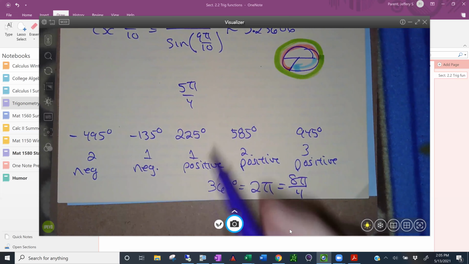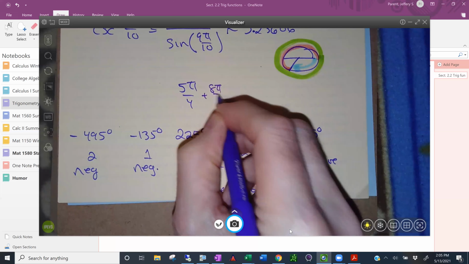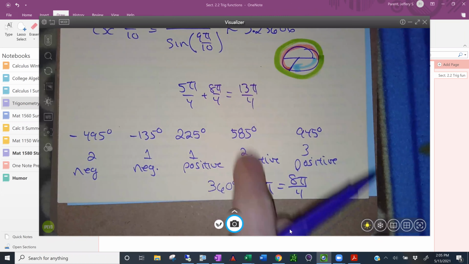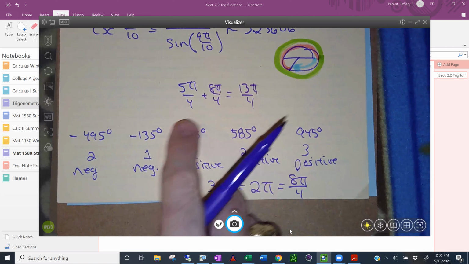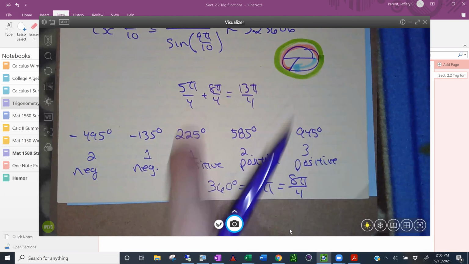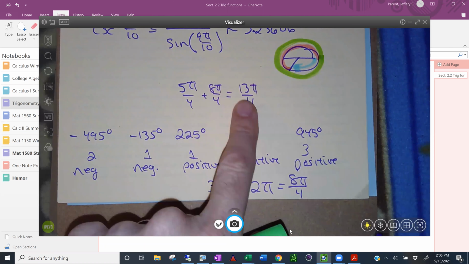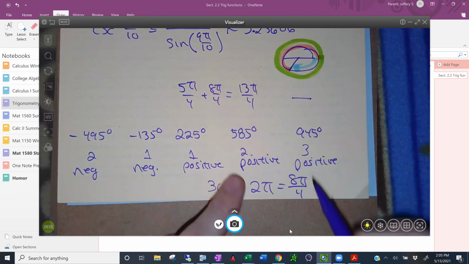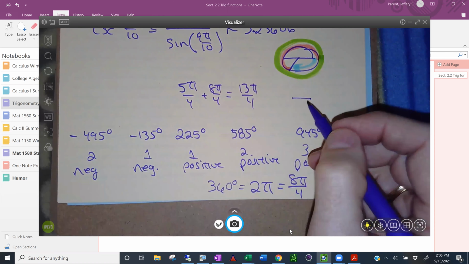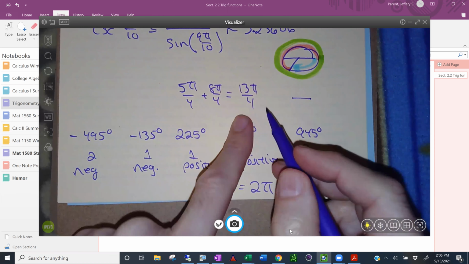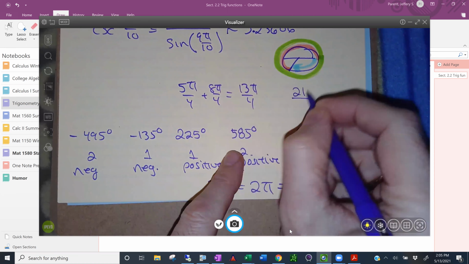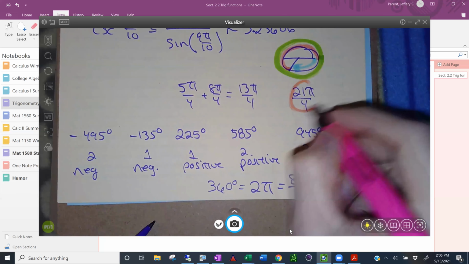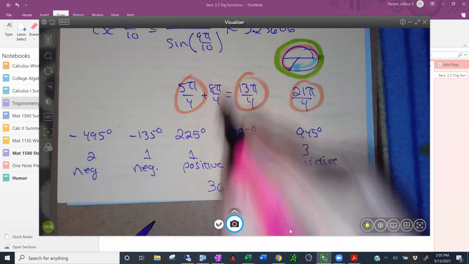So if I take this and add 8 pi over 4, then I'll get 13 pi over 4. And that's another positive angle that has the same coterminal angle as 5 pi over 4. What if I added another 8 pi over 4? What would this next angle be? 21 pi over 4. And so these are my angles so far. Those are all in radians.